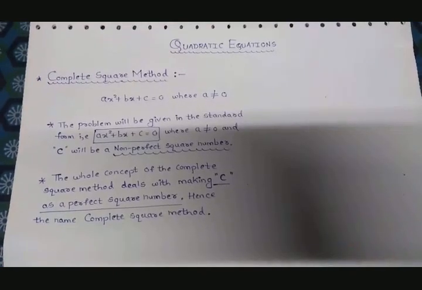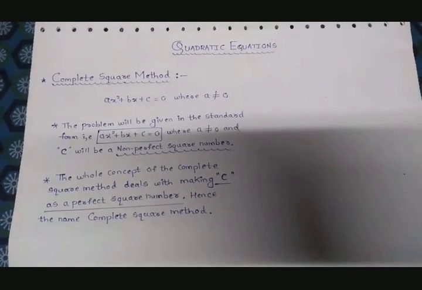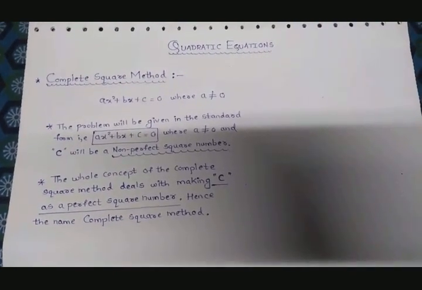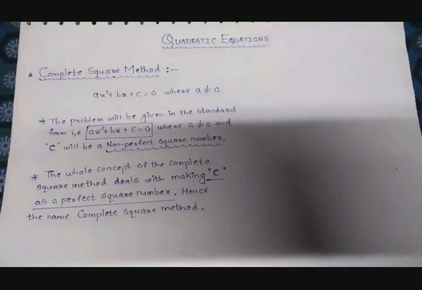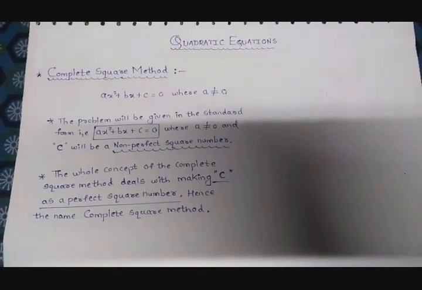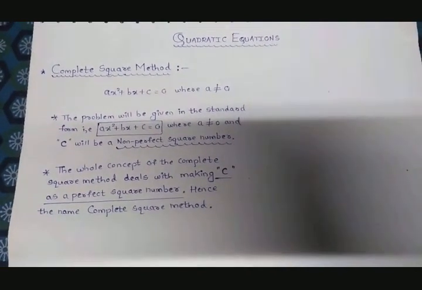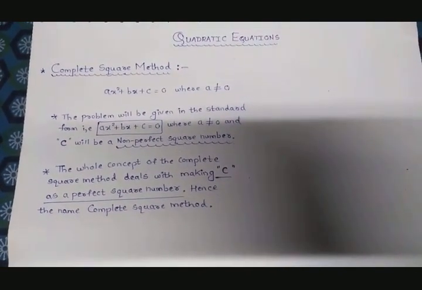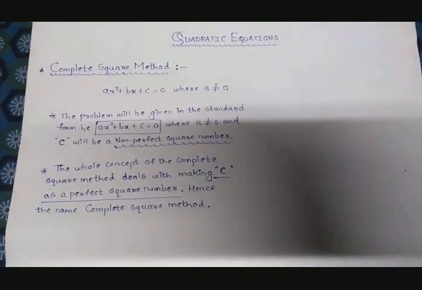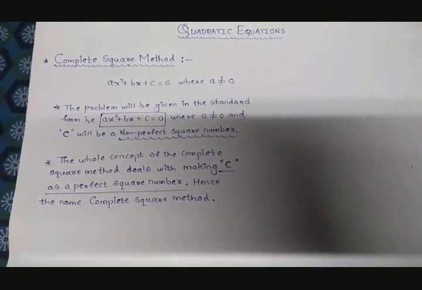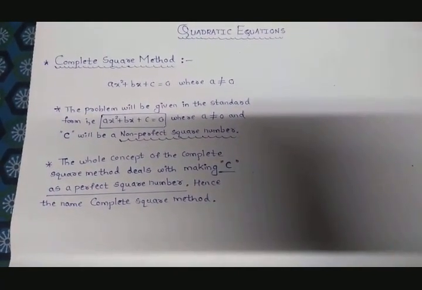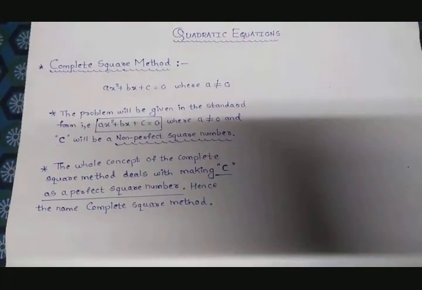Good morning everyone. So in the last class we had studied what we mean by the solution of a quadratic equation, that is, what are the roots of the quadratic equation and what are the different ways that we can find the solution of the quadratic equation. So the different ways are: the first one is the trial and error method, the second one is the factorization method, the third one is the complete square method, and the fourth one is Sridhara's quadratic method.